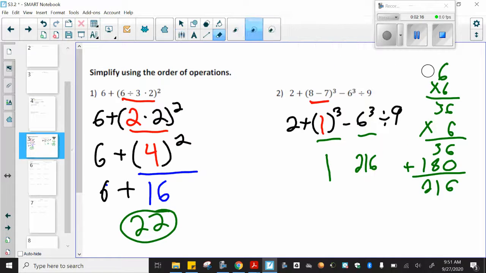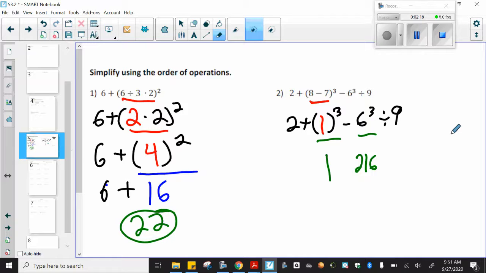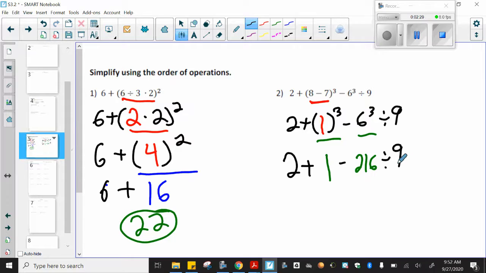I'm going to erase this. I'm going to bring everything else down. 2 plus 1 minus 216 divided by 9. All right, so we're done with parentheses. We're done with exponents. Now multiplication, division. No, no, yes. There's our division. Negative 216 divided by 9.